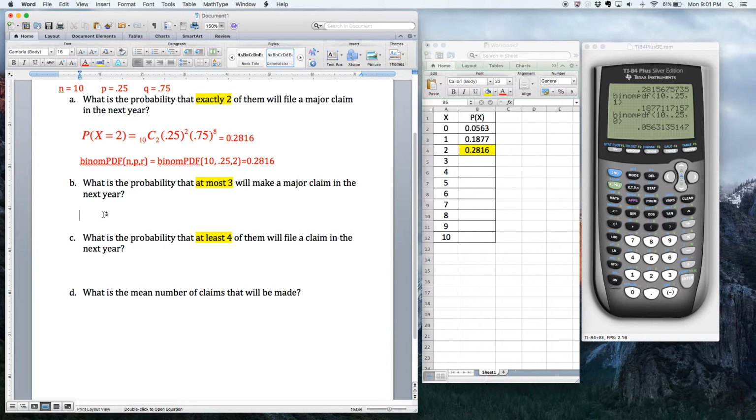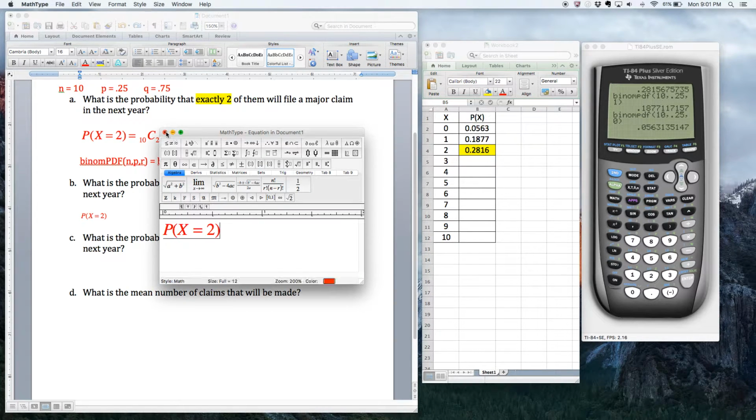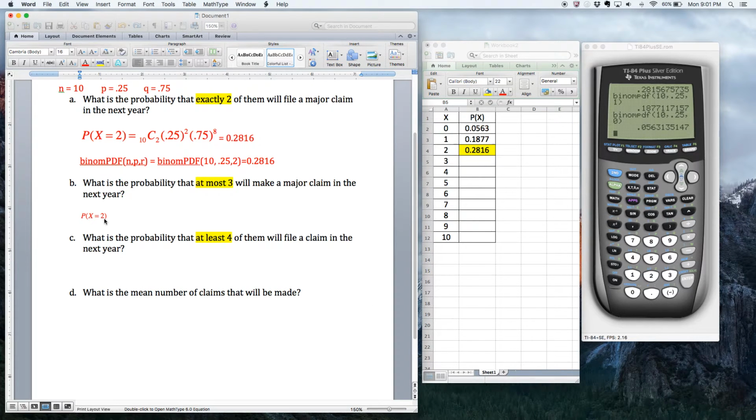Now, I don't want to do this one with the formula, because I think it's a mess. So what I'm going to do is show you how to do this using technology. We'll talk about it with the formula so you can see what we're talking about here. So what I'm doing is modifying the probability statement to suit this particular part of the question. Let me make this a little larger here.